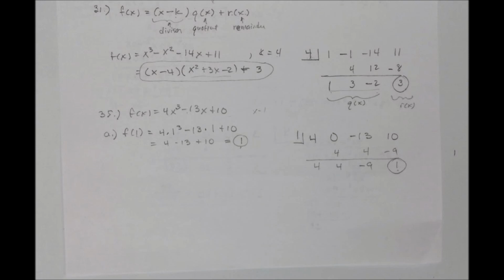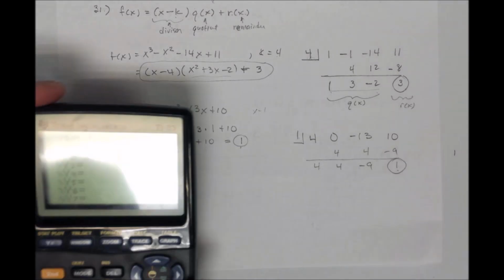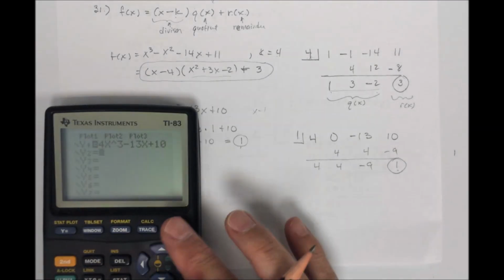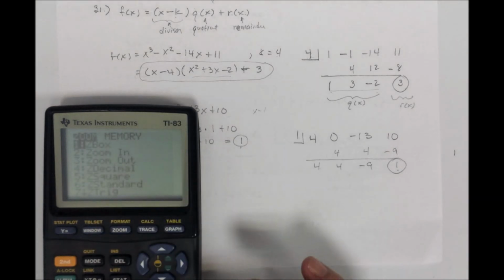results. What they mean by that, let's see if I have anything up here. I did grab my graphing calculator here. Let me plug in 4x to the third minus 13x plus 10. All right, now watch what happens. Hopefully I have this at a good enough graph here. We'll use standard here.